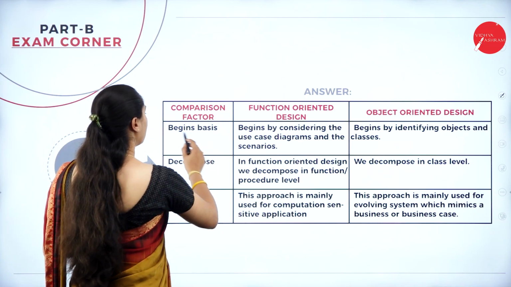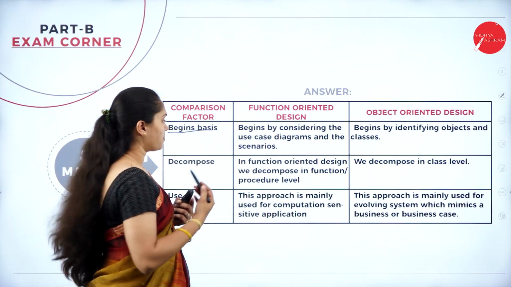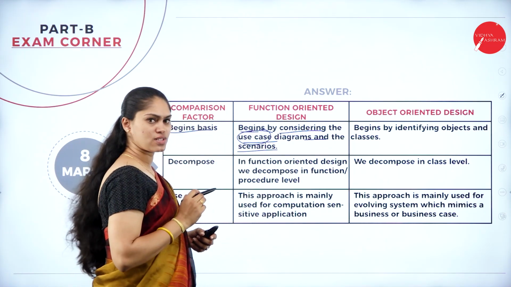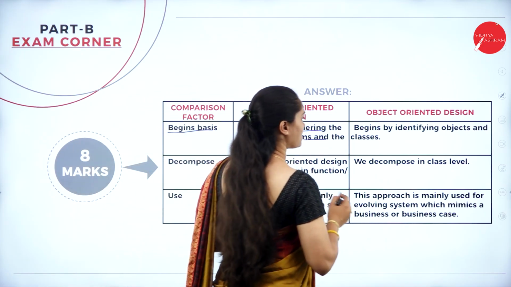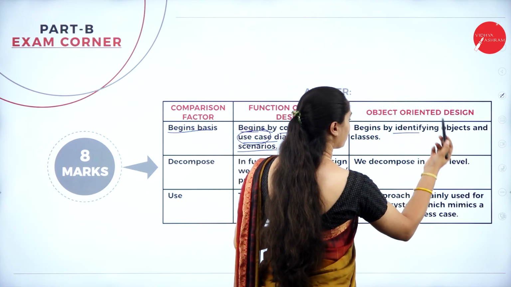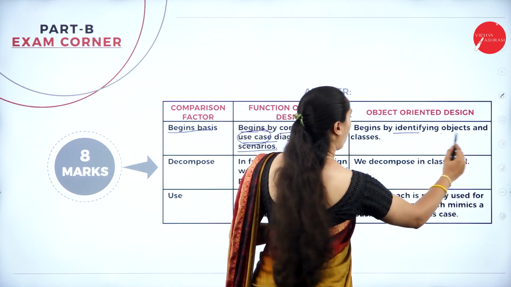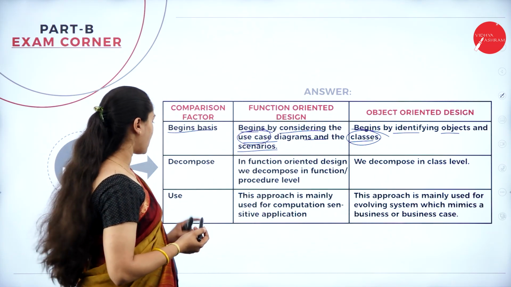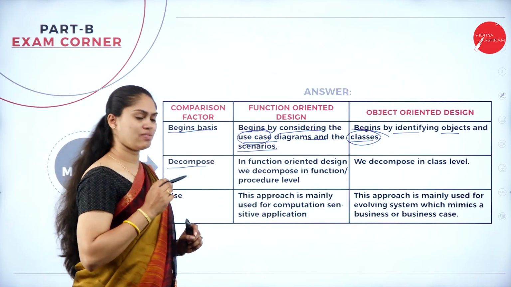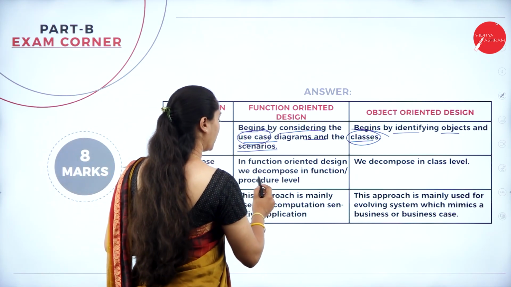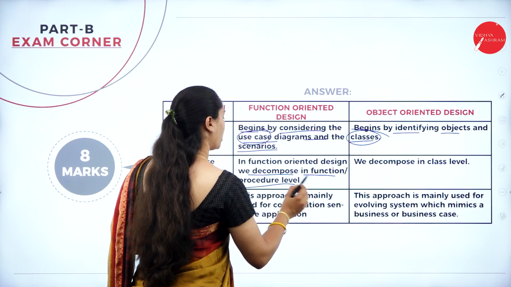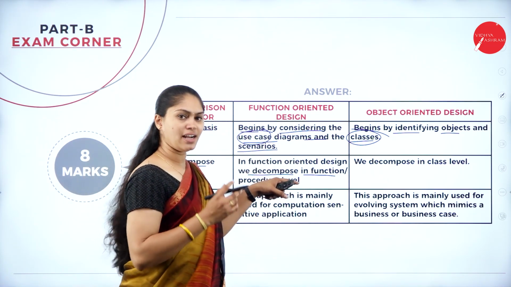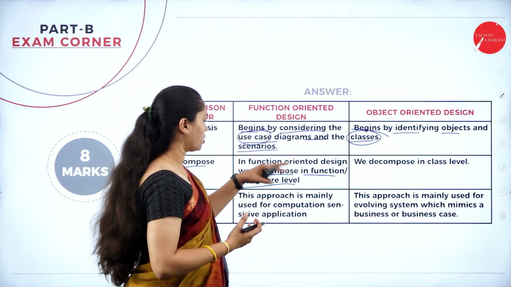And also, functional oriented design begins by considering the use case diagram and the scenarios. Then in object oriented design, the beginning is the identification of objects and classes. With the help of this, we begin the design. Then how will the decomposition take place? In FOD, we decompose at the function or procedure level. Based on the function or procedure, the decomposition or dividing takes place.